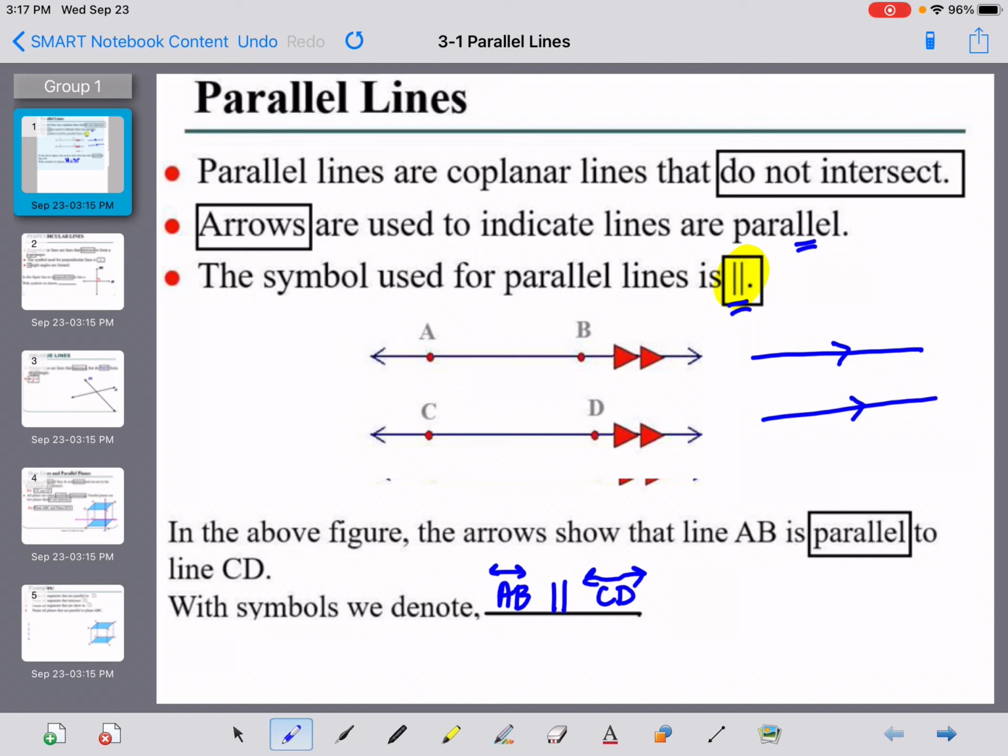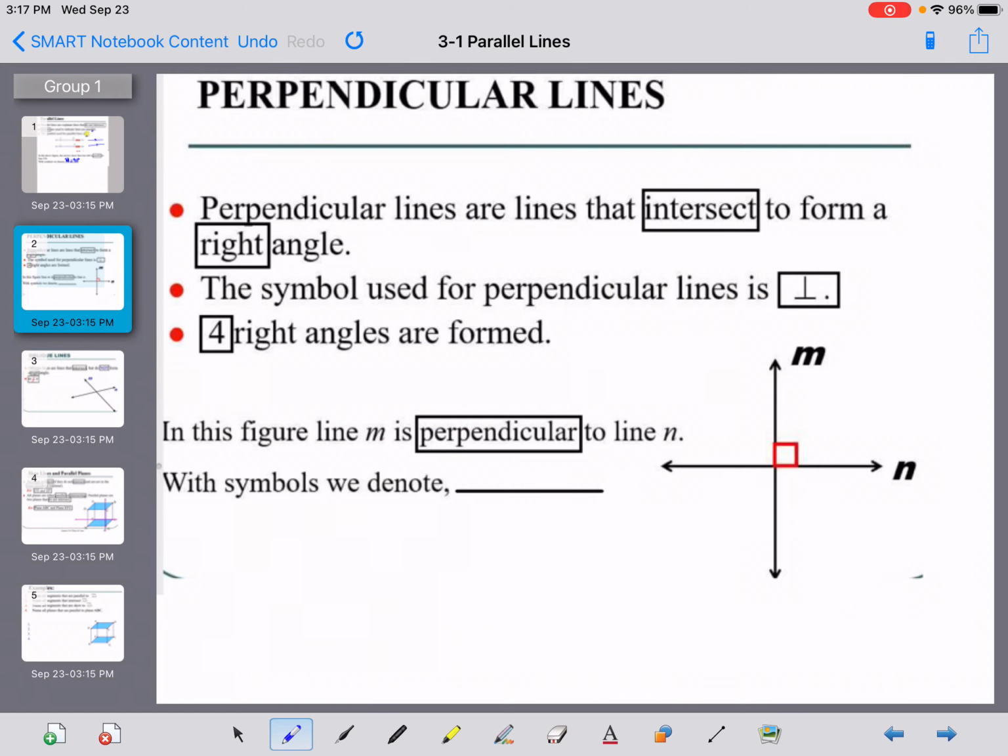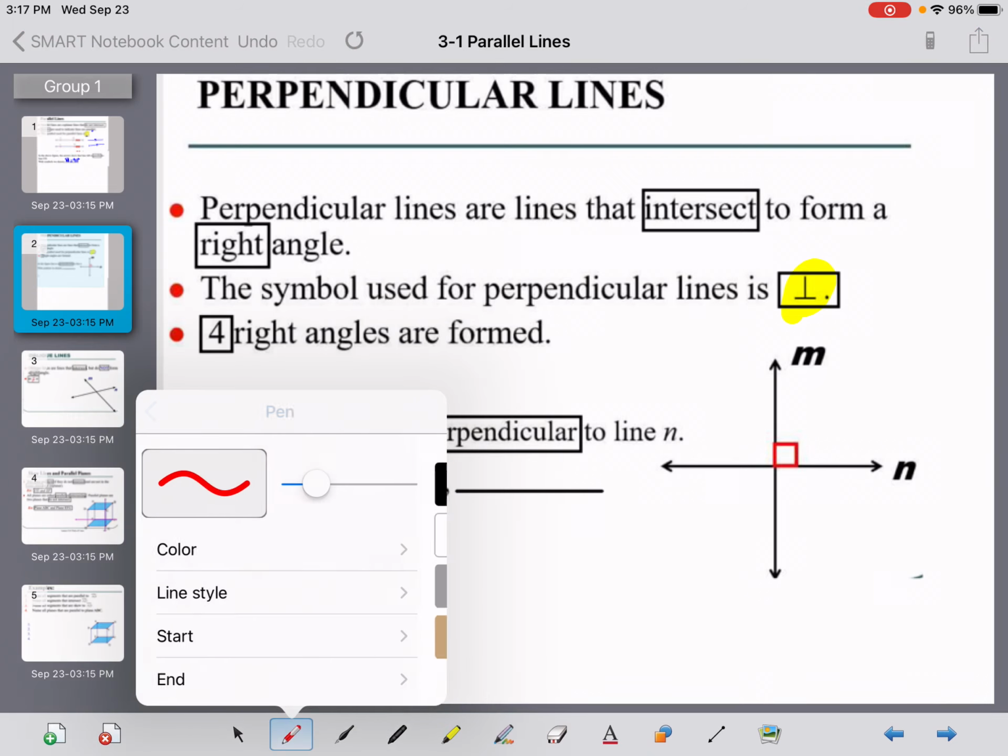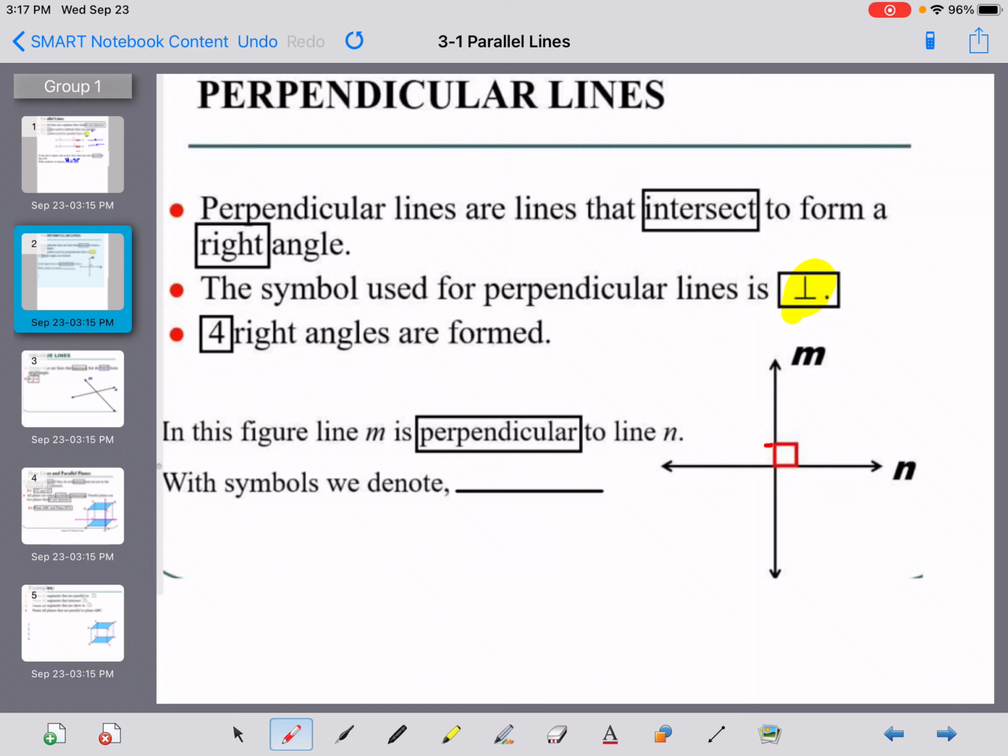All right, there are some other lines that we're going to cover today, and it's really important that you know the difference between them. We have perpendicular lines. Perpendicular lines are lines that intersect to form a right angle. The symbol used for perpendicular is here. It's an upside down T. When we have perpendicular lines, we get four right angles, and those four right angles occur at that intersection.